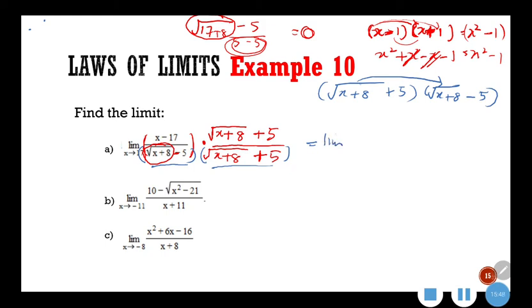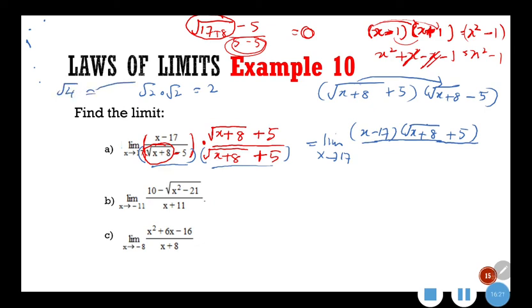The limit is still there, right? Limit x approaching 17. So you will get, up here we still have x minus 17 over square root x plus 8 plus 5. So this one, when you multiply it with this, the root will go away. Like square root 2 times square root 2, you will get square root 4, and square root 4 equals 2.